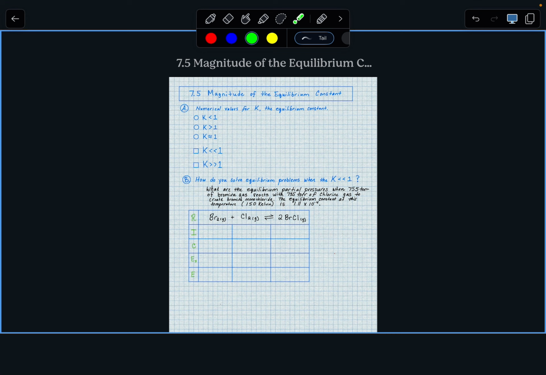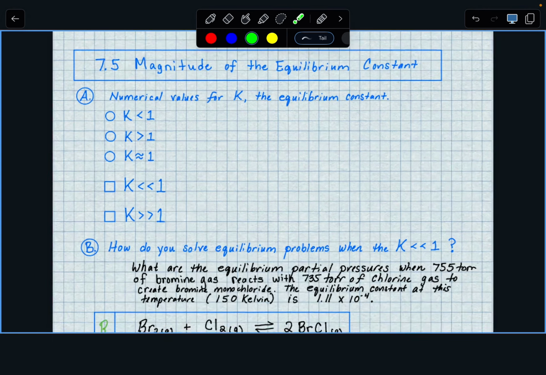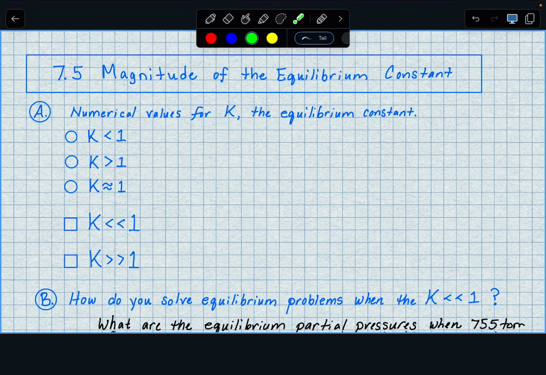In this one page of notes about the magnitude of the equilibrium constant, I'll be covering two main things. The first are the numerical values of K and what they mean. The second is a practice problem where the K value is much less than 1 and how we can use some mathematical simplification to solve for the equilibrium partial pressures or the equilibrium concentrations.